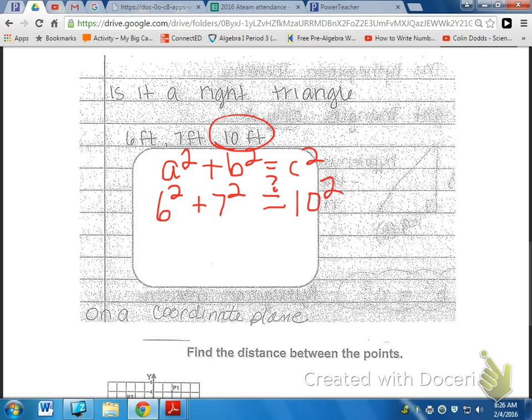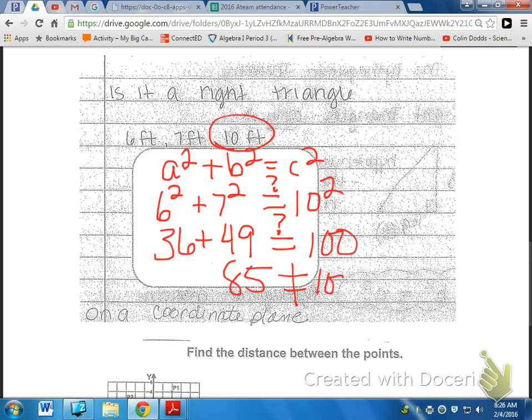Okay, so 6 squared is 36. 7 squared is 49. And again, equal sign, I put a question mark. We're testing. Is it equal to 100? So anybody know what 36 plus 49 is? 85. So 85 I can now say is not equal to 100. So let's answer the question. Is it a right triangle? No. This is the work that you would show.